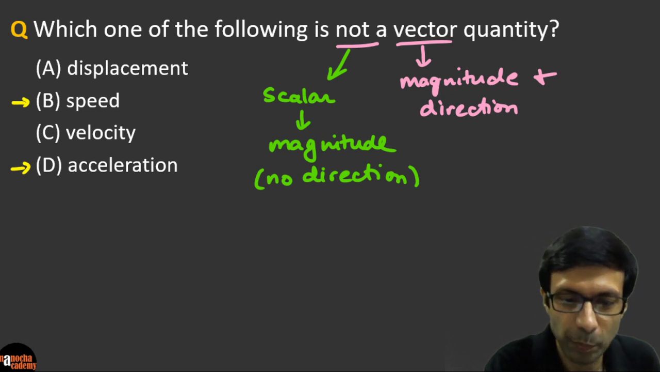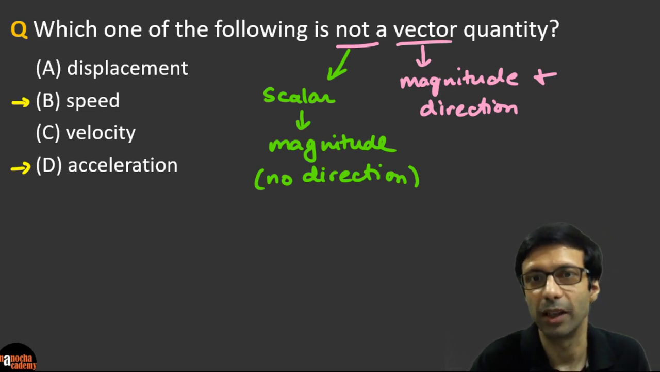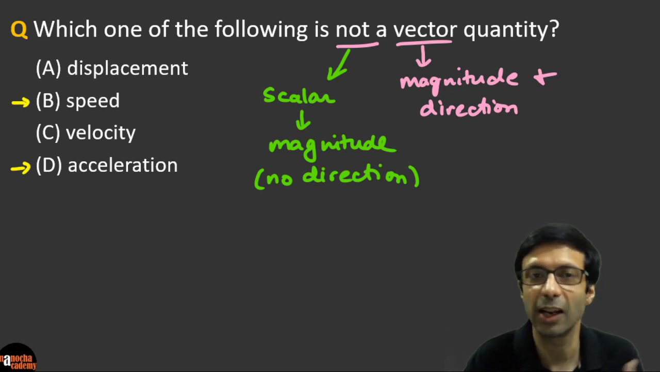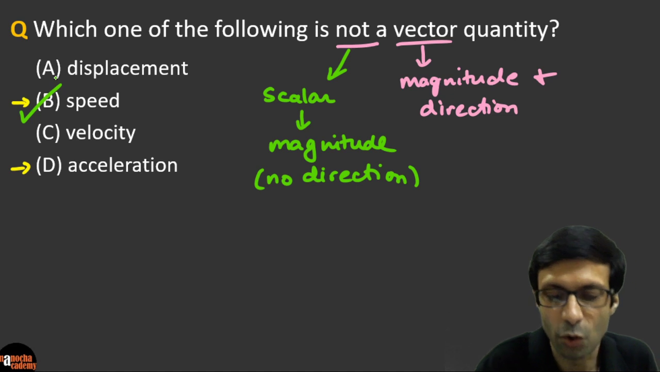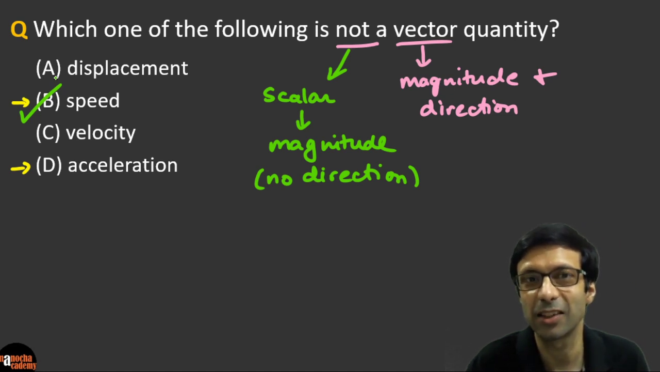Okay, so speed is a scalar quantity. We only say 10 meters per second or 20 meters per second. So it has only magnitude, no direction. So that's our right answer.